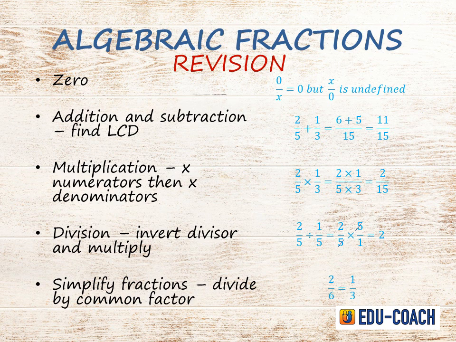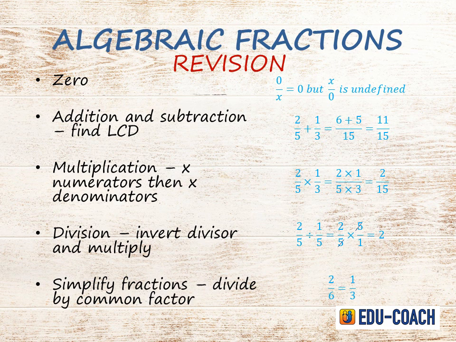When we are multiplying fractions, we multiply the numerators, multiply the denominators, and then simplify the fraction. What we can also do, if there are common factors in the numerator and the denominator, is cancel those before doing our multiplication. Next is division.